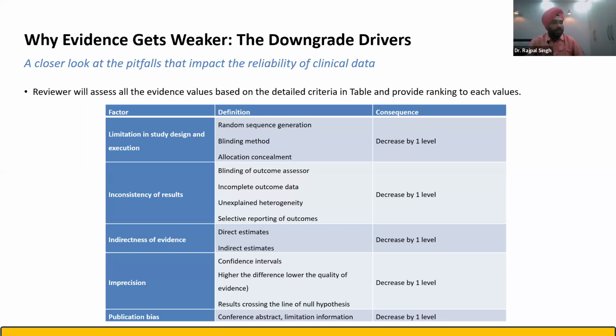Last one is publication bias. That happens in case of conference abstracts where we have very limited information, and sometimes we incorporate data from press releases, news releases that these pharma companies publish. In those cases, there is publication bias. Why? Because we have very limited information related to the design of the trial and other outcomes. So they selectively report the primary outcome. The primary outcome has been met, and the values were like this. This is for our treatment versus placebo or versus standard of care.